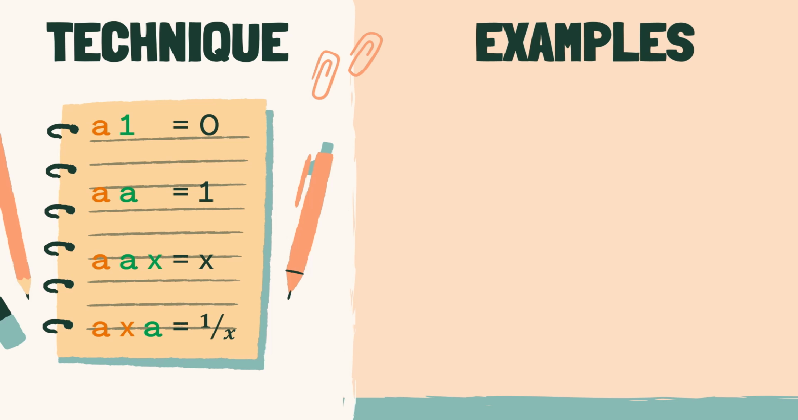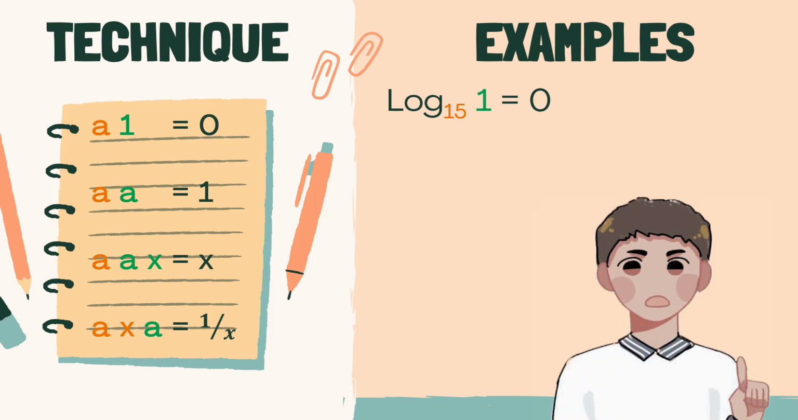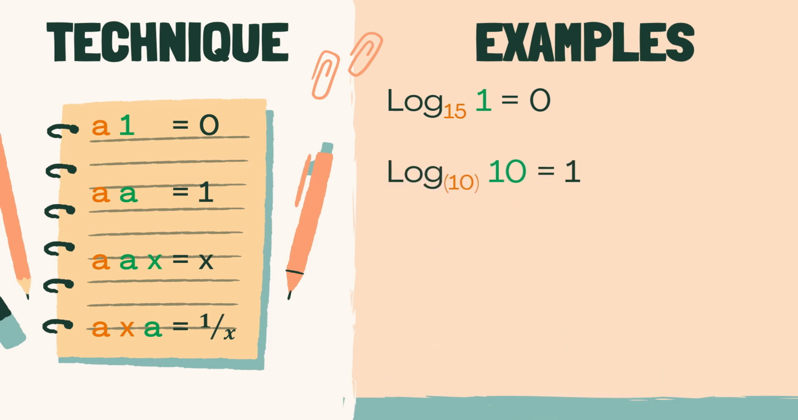Let's focus on this example first. Log base 15 of 1 equals 0. 15 is the subscript beside log, therefore it is our a, and 1 on the other hand is the argument. If you are able to apply the first technique, which follows a1 equals 0, the logarithm does indeed equal to 0, making the technique valid. Log of 10 equals to 1. This follows the AA equals 1 technique.